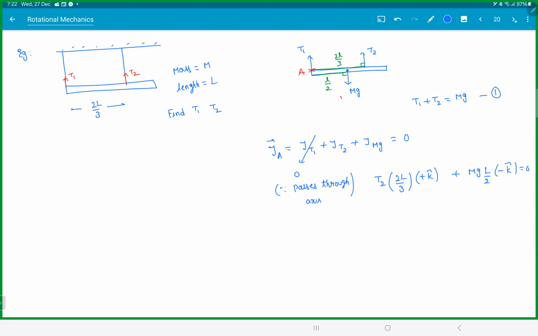Later on, we'll stop writing this, but for now, I will write detailed. So we get T2 into 2L by 3 is equal to mg into L by 2. T2 is 3 mg by 4. And I get T1 is equal to mg by 4. Without the torque equation, you would be stuck with only this one equation. You can't do anything. Check it out.